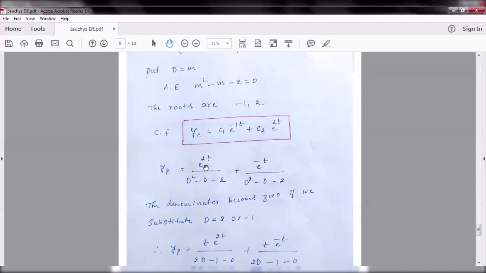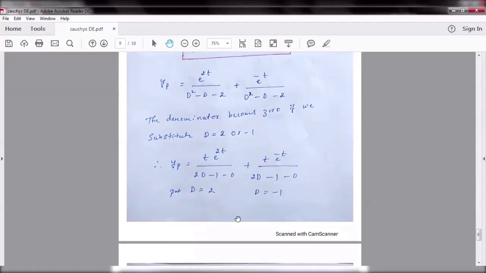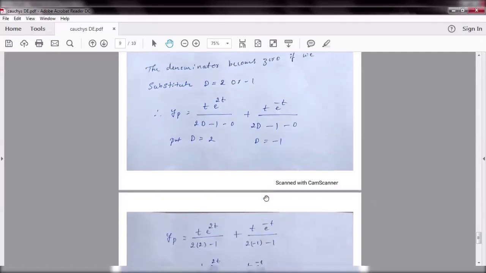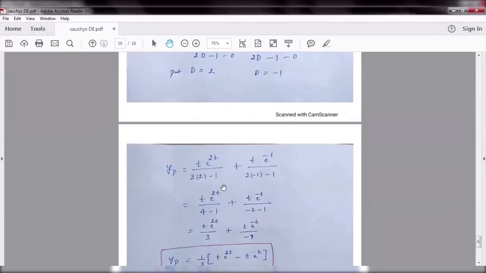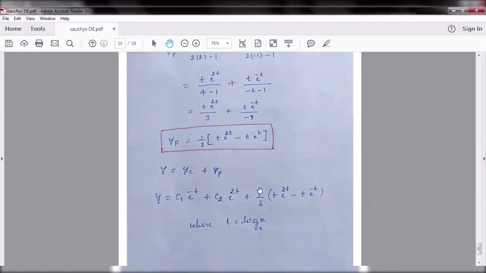Here we have to substitute d equals 2 and here d equals minus 1. Both are roots of the auxiliary equation, so the denominator becomes 0. Therefore write t in the numerator and differentiate the denominator, so it becomes 2d minus 1. Here also write t and differentiate the denominator. Now substitute d equals 2 in the first and d equals minus 1 in the second. So this will be 4 minus 1, that is 3, and minus 2 minus 1 will be minus 3. Take 1 by 3 common: t e power 2t minus t e power minus t.